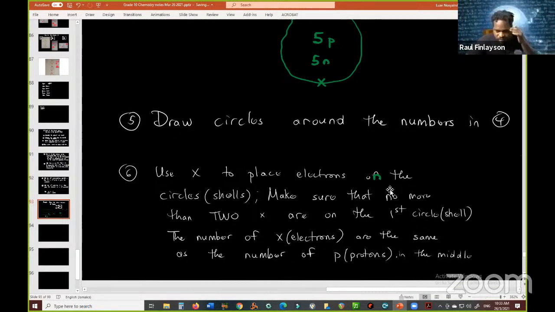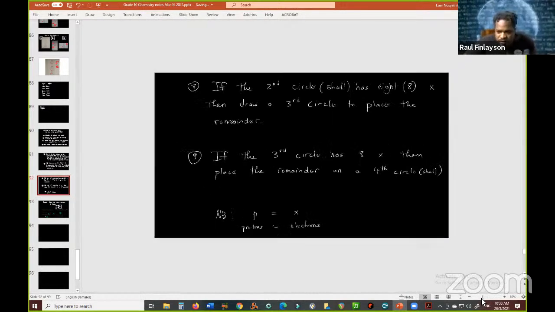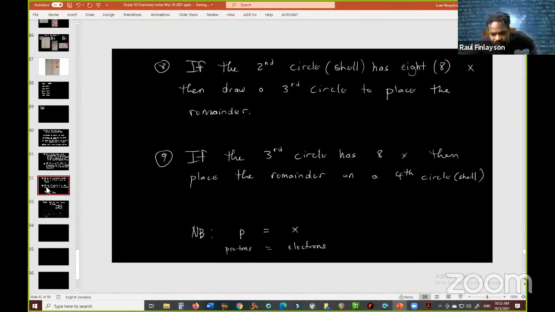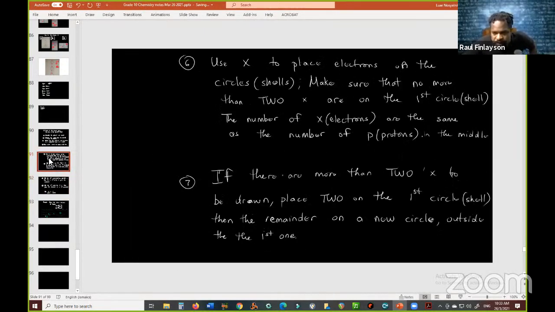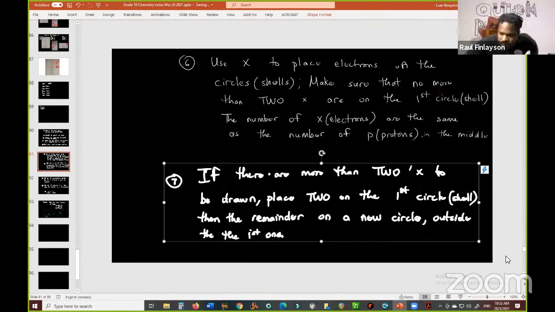All right, so make sure that no more than 2 are on the first circle. But then we're supposed to have 5 and we only have 2. So we have to go to the next instruction now. All right, next instruction, number 7. And number 7 says what? Hopefully I can read this. I'll zoom in on it.